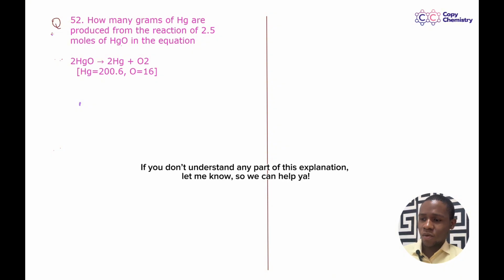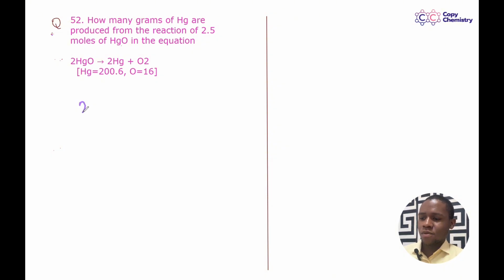Hello, this is question number 2 on stoichiometry. So how many grams of Hg, mercury, are produced from the reaction of 2.5 moles of HgO in the equation below? So you have 2HgO, and this is 2Hg plus O2. So this is what you're going to do if you have to come across this question.